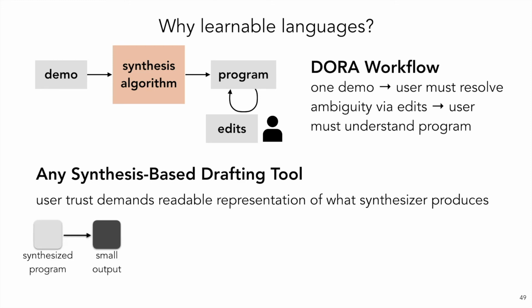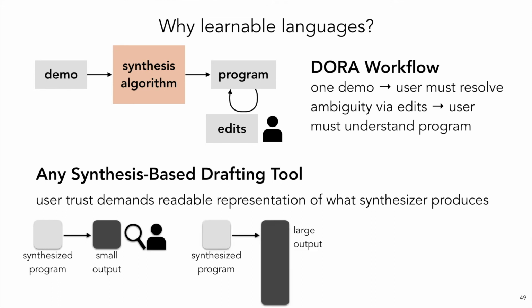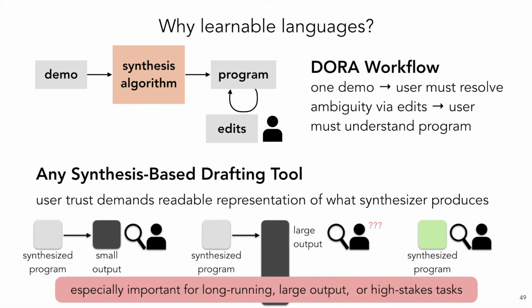And so here we're going from the case where we can only ask users to examine small outputs that are created very quickly, to all of a sudden it's okay if the program produces a large output because we're not actually asking the user to look at the output in order to do the debugging. Instead, we can actually have them directly look at the synthesized program because, again, the program is expressed in a readable, learnable language that the human user can actually understand, even with limited background. And again, this is especially important for long-running, large output tasks or for tasks that are high stakes, and so user trust is very important.